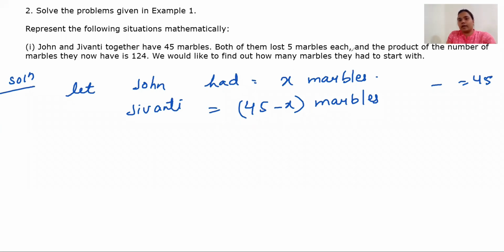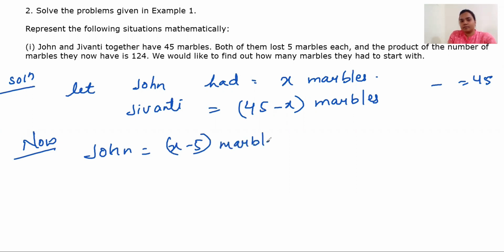Now both of them lost 5 marbles each. So now John has X minus 5 marbles, and Jivanti will have 45 minus X minus 5 marbles.